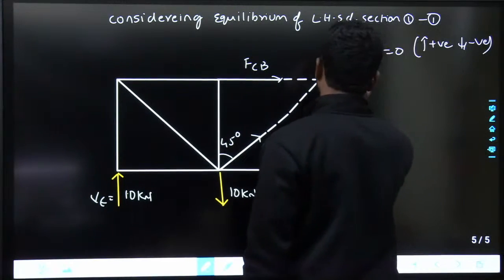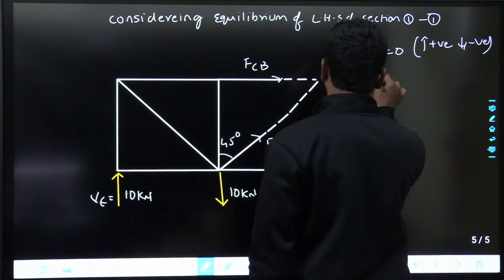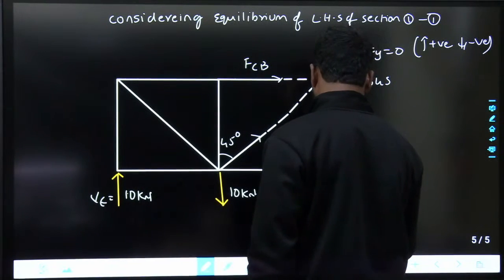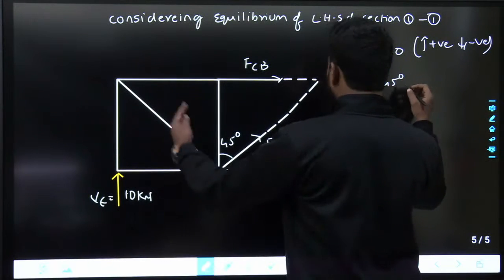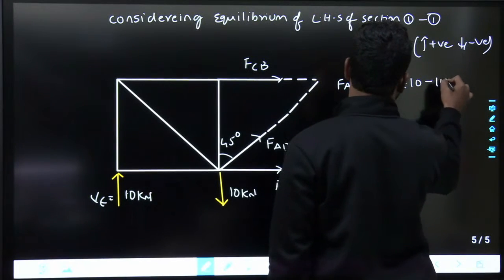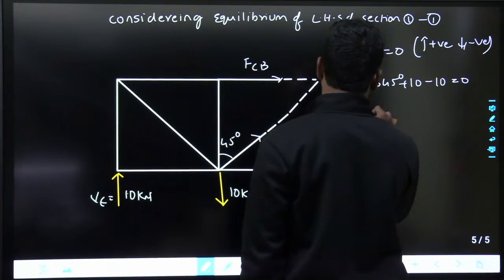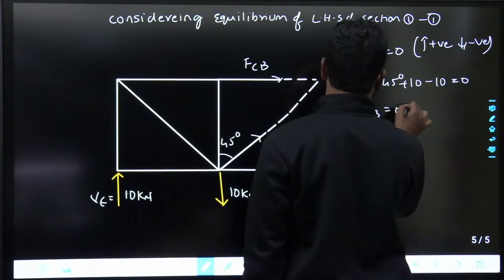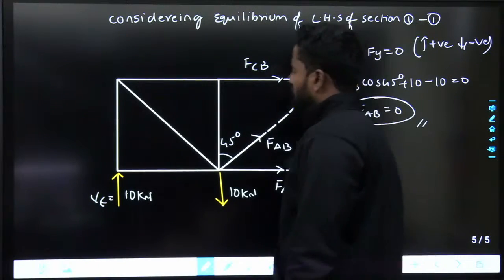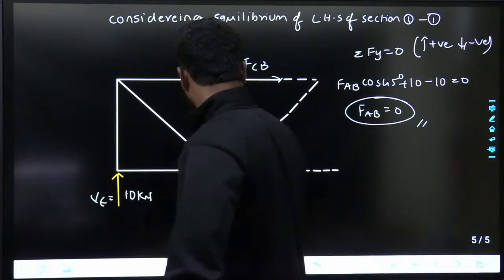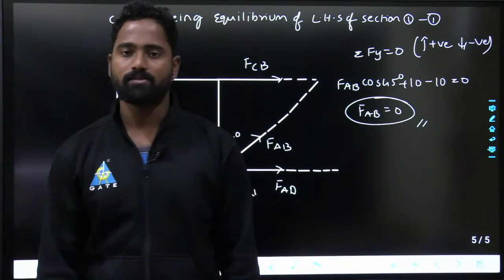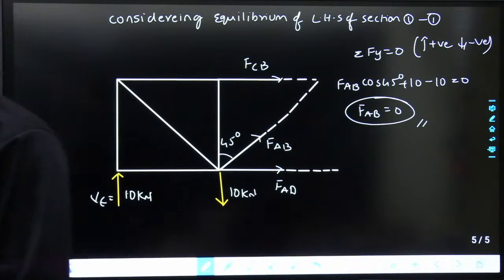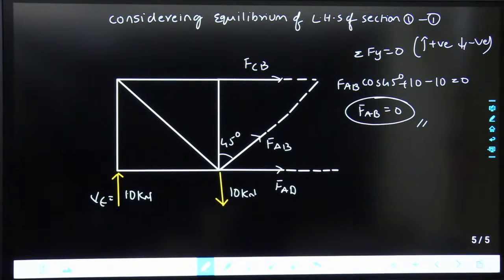So FAB cos 45 plus 10 minus 10 equals to 0. So FAB equals to 0. Someone has given 14.14, I don't know. This is how you are going to solve FAB, you will get it as 0.